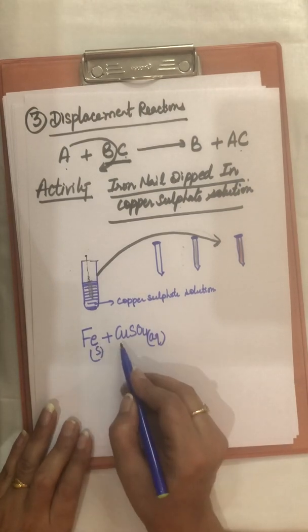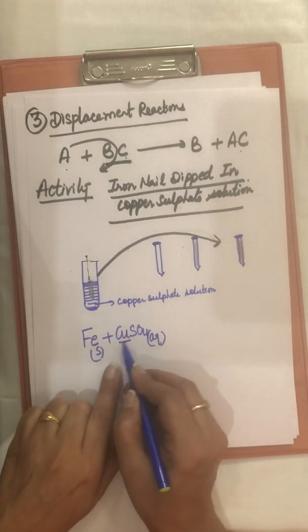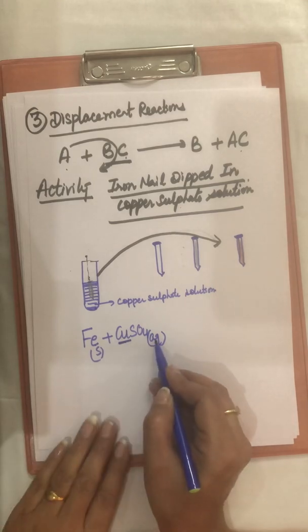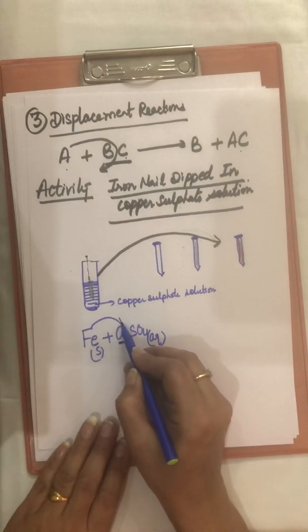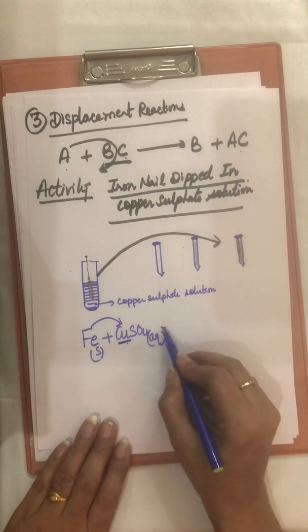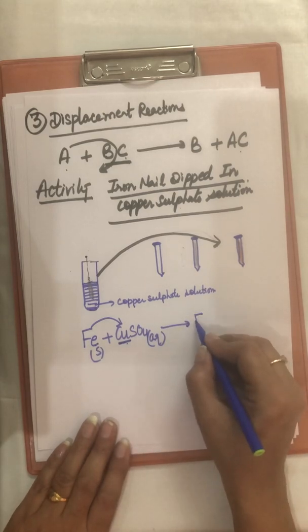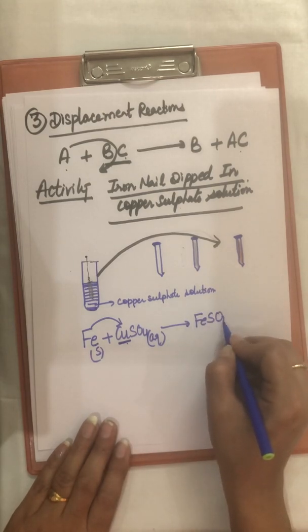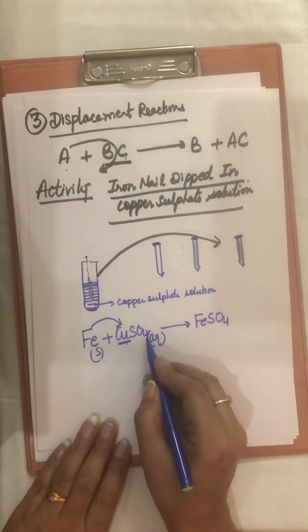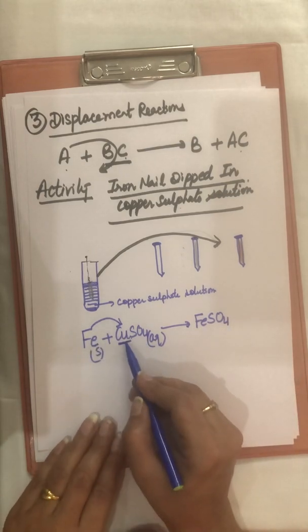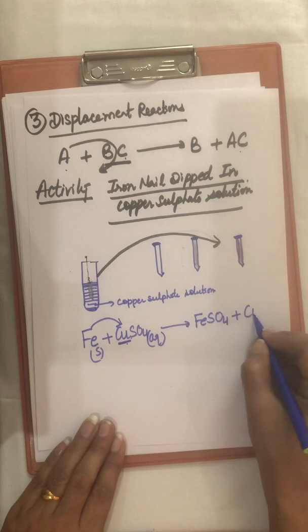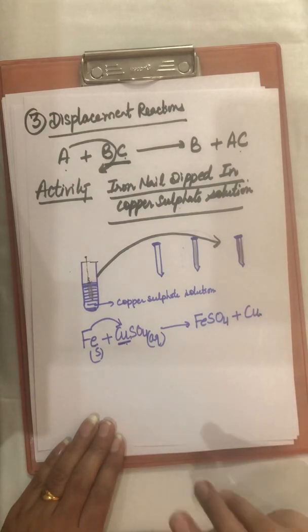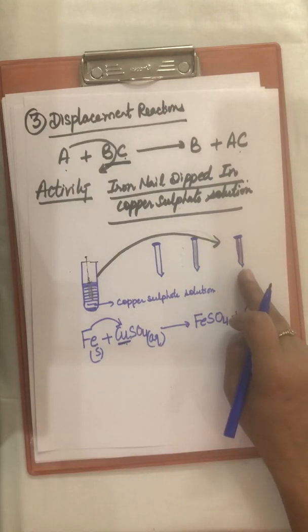This element, iron, is more reactive than copper in the compound. So it will displace the less reactive element. A more reactive metal displaces a less reactive metal in the compound. So iron will come here and copper comes out. One observation I told you was the change in the color of the iron nail.